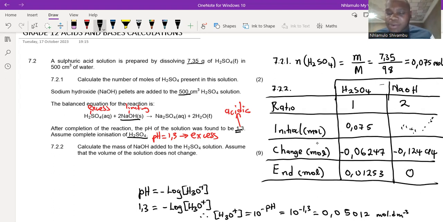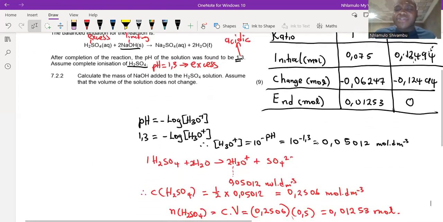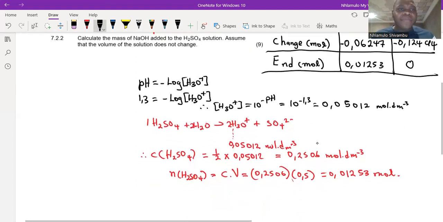So if this is the change and what we have is 0 at the end, we need to understand what we had initially. If we used 0.12494, and then we end up with a 0, it means that we had 0.12494. This is the limiting reactant, right? So this is the initial number of moles of NaOH. If we have got the initial number of moles of NaOH, the initial mass of NaOH can simply be calculated. So therefore we're going to say the mass, that's the final answer.